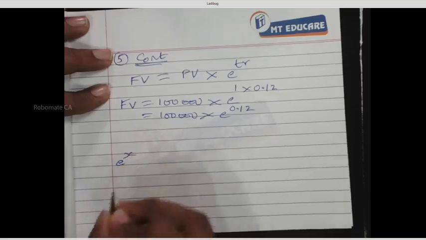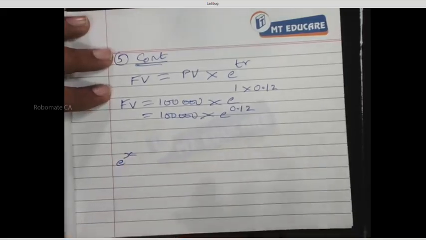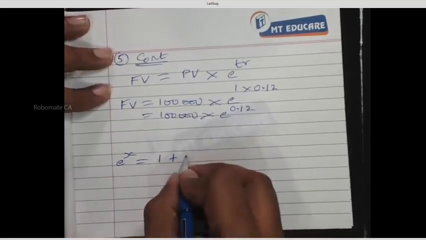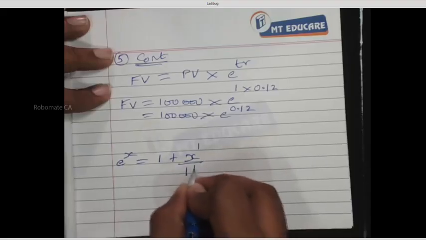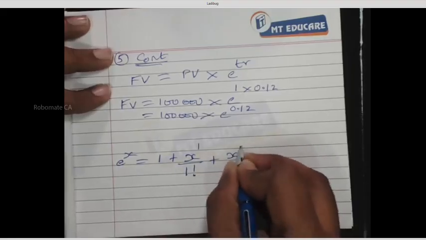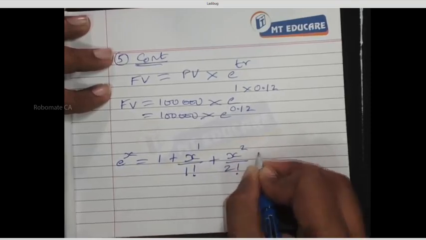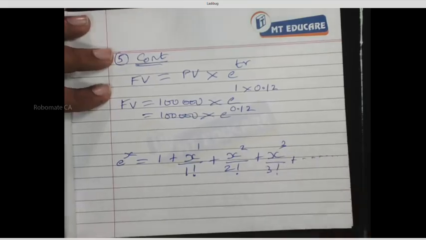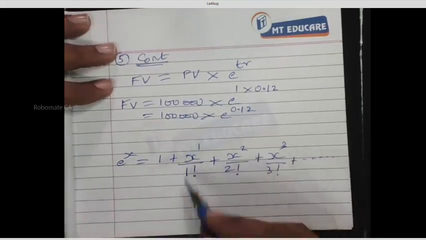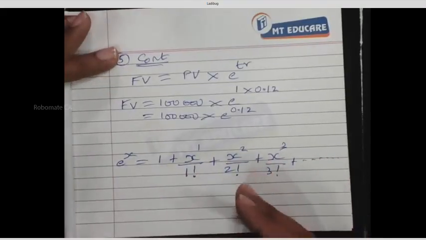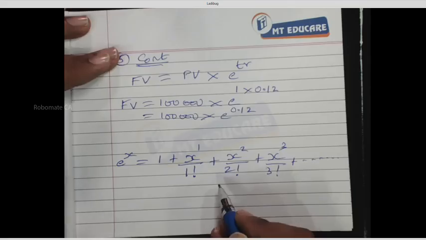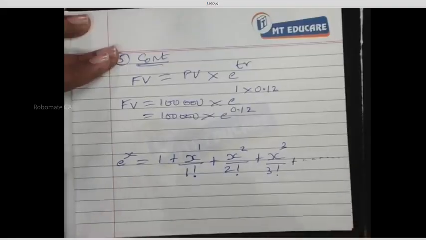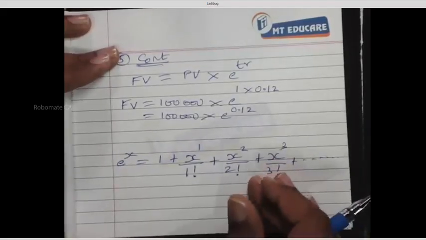So e raised to x, e power x, is calculated as 1 plus x power 1 by 1 factorial plus x squared by 2 factorial plus x cubed by 3 factorial, and it keeps on going. Up to 3 factorial, a high level of accuracy can be obtained. Some books even stop at 2 factorial, not an issue. We can go up to 3 factorial. You can go up to infinity, continuous, but the decimals will be in the 6th or 7th place.